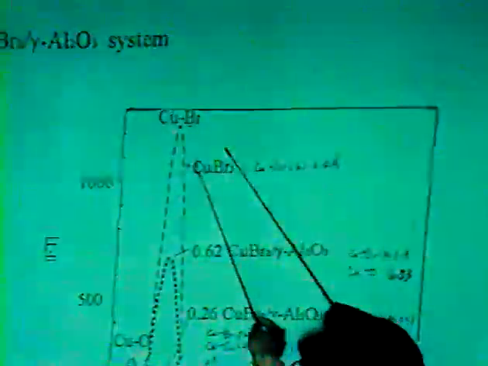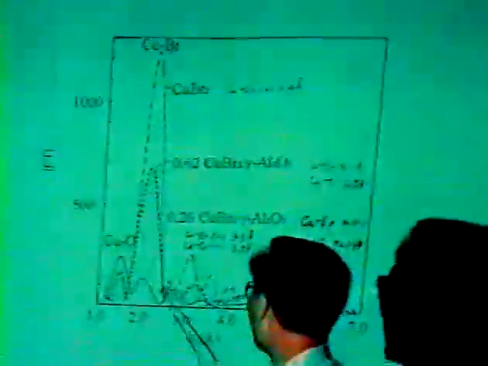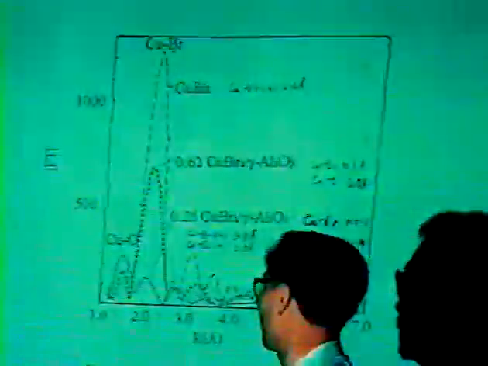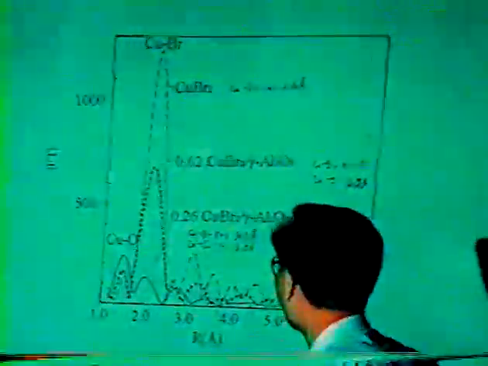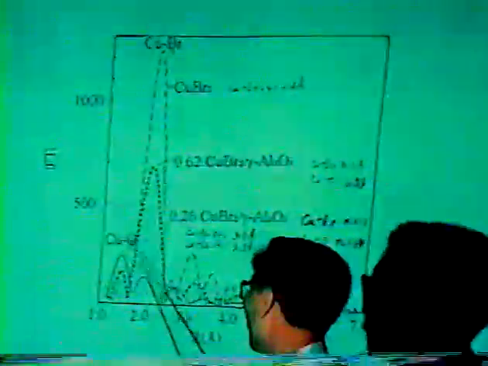The second system I would like to show you is copper bromide supported on alumina. The sample is made simply by grinding the mixture of copper bromide and alumina at low temperature, or by heating the mechanical mixture at 60 centigrade. We can find for pure copper bromide there is a very high peak of the copper-bromine bond. But in the supported copper bromide catalyst at low loading, the peak decreases a lot.